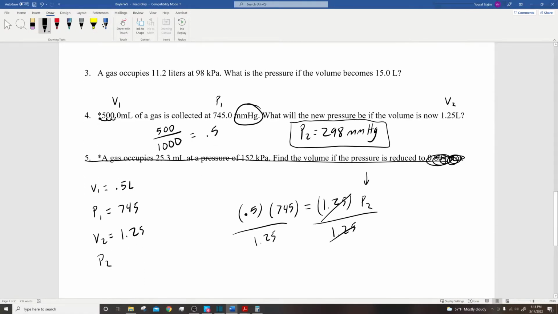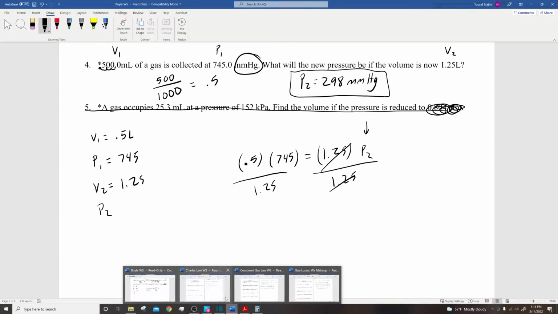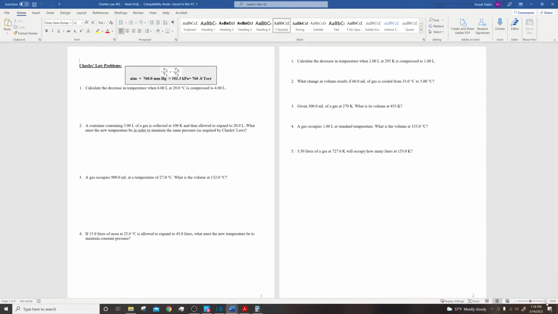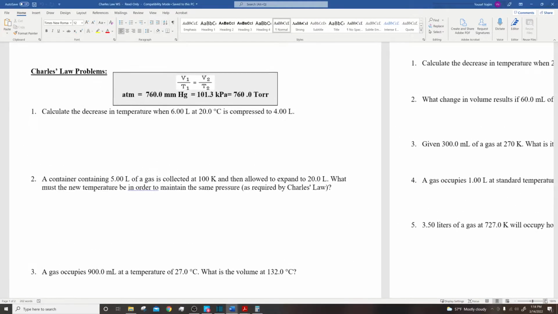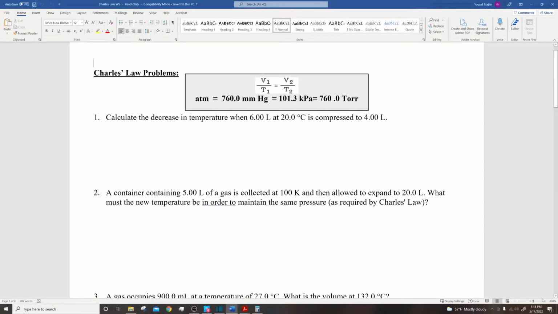Now we're going to go ahead and move on to Charles' Law, which is just an extra step. So here are our Charles' Law equations. And I'm going to tell y'all right now, anything that requires a pressure conversion, I don't like. So the pressure conversion is written for you right here. 1 atm is equal to 760 mmHg, which is equal to 101.3 kPa, which is equal to 760 torr. The conversions are there for you, but if it asks you to convert pressure, I'm going to tell you right now, you don't have to do it.